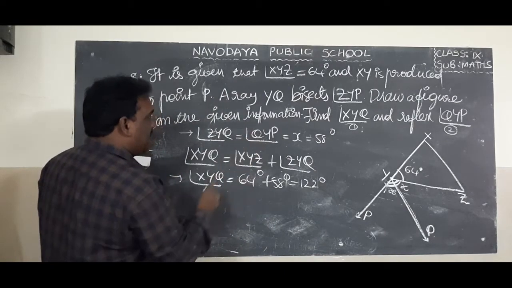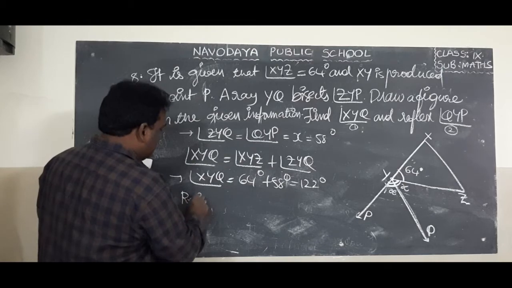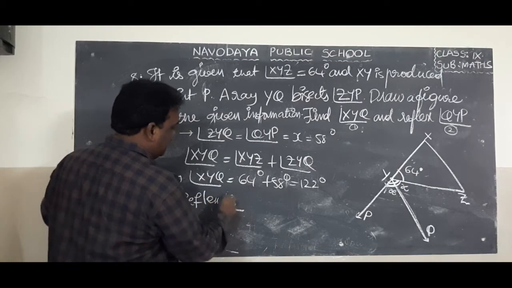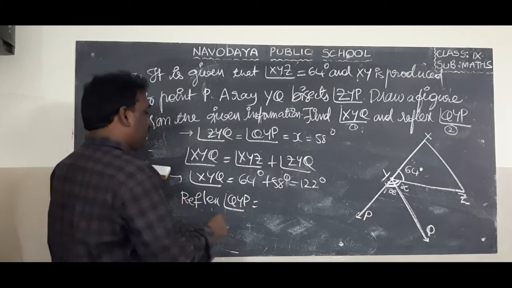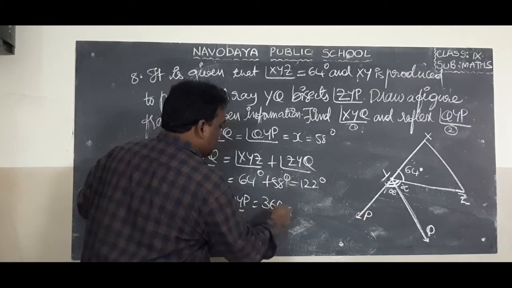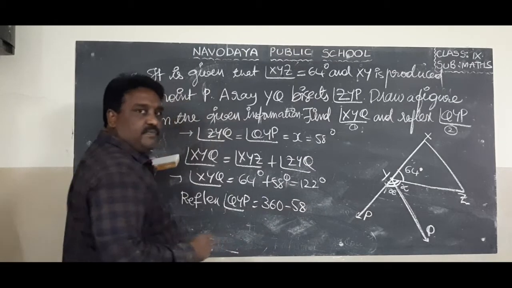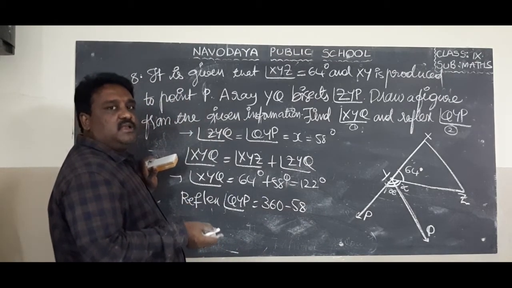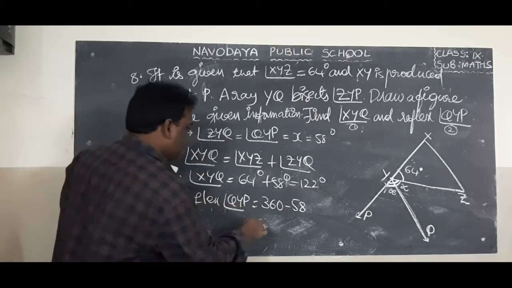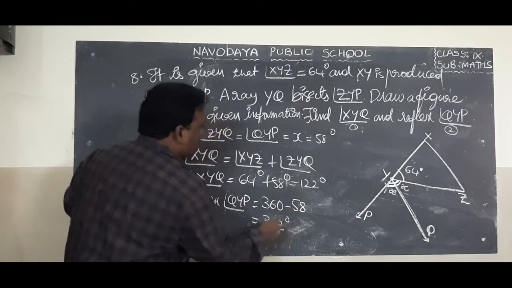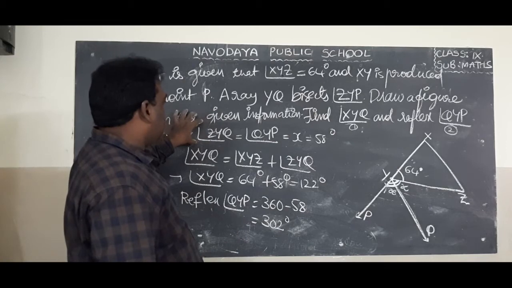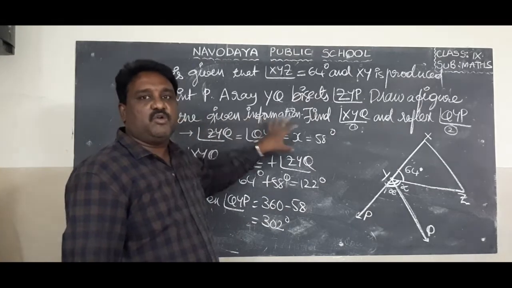Second one is what? Angle QYP already completed. Reflex angle QYP equal to 360 minus 58. How to get the reflex angle? Subtract from 360. 360 minus 58 how much? 302. So angle ZYQ, angle QYP how much?